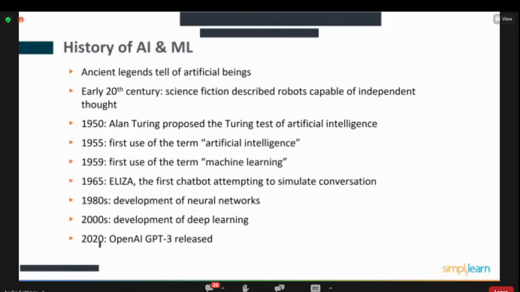For example, there's a legend from Europe in the 16th century called the Golem, in which a member of a community built a man from clay and gave it life to defend the community from outside assault. So the idea that you can make a man or make a person and imbue it with intelligence is an old idea.